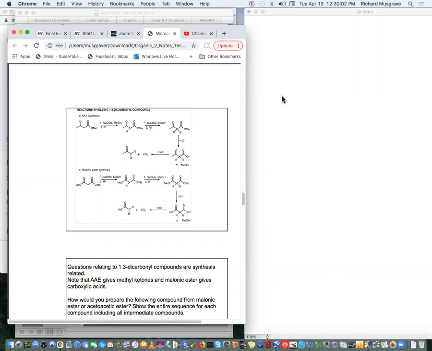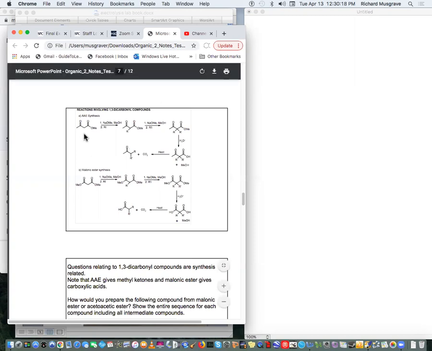All right, folks, we're going to get started here. What we're going to be talking about today will be the acetoacetic ester and malonic ester syntheses. The acetoacetic ester synthesis starts with this compound here, which is called acetoacetic ester, or AAE. And this is malonic ester, which is the ester of malonic acid.